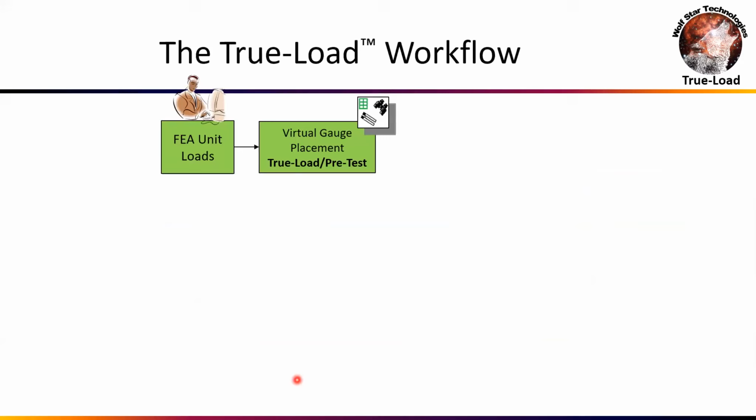And then we've got tools that let you reposition and reorient the gauges to make it easier for the test guys to lay the gauges. And at the end of the day, we're going to extract a correlation matrix that relates the strain response of the gauges to each of the unit load cases.